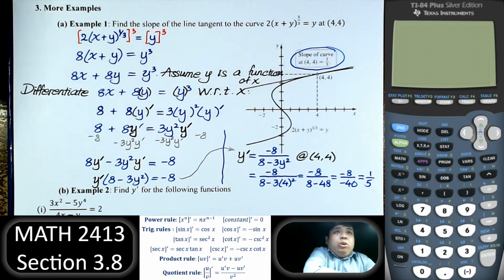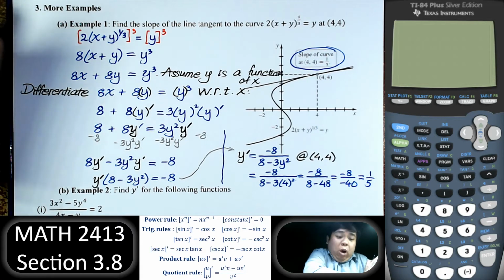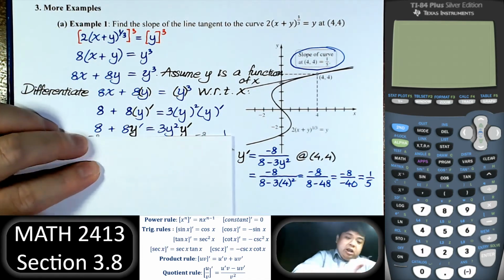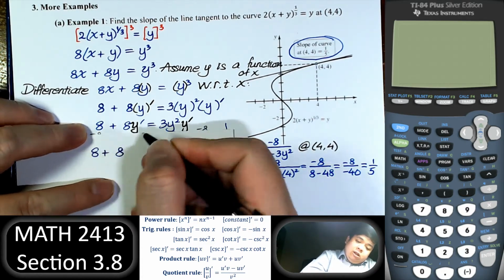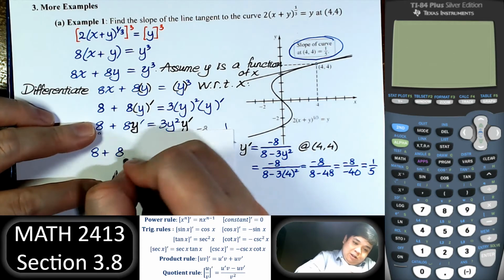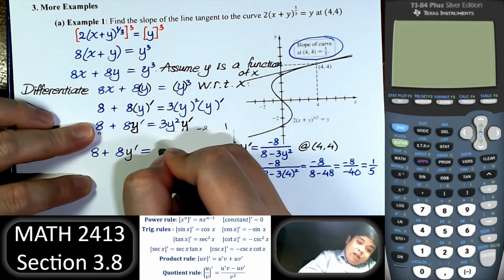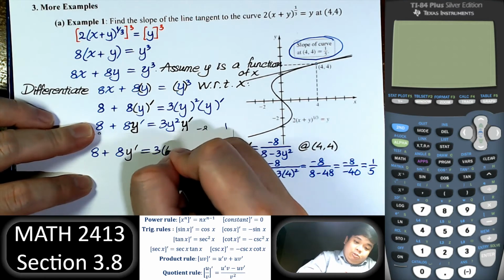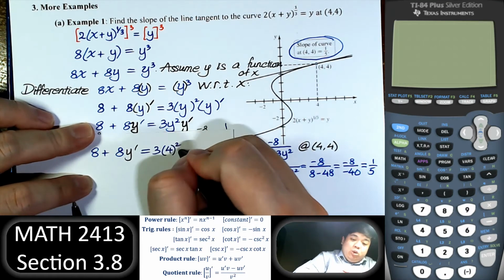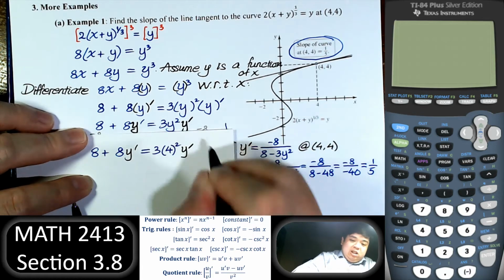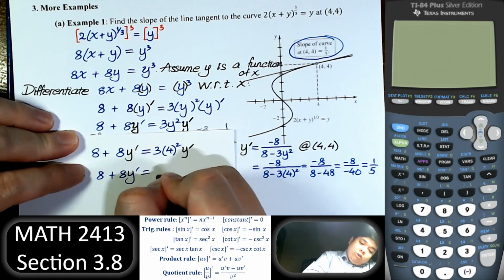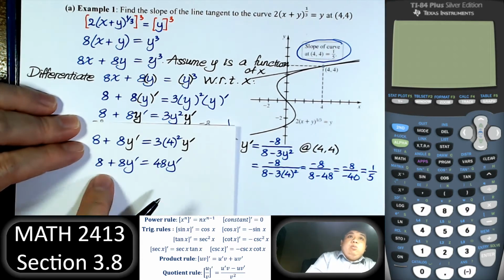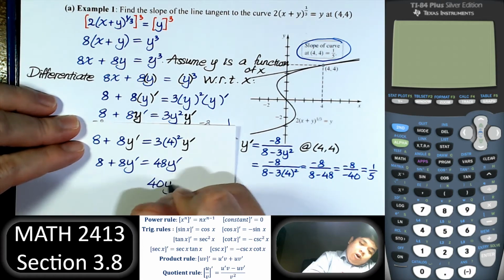That's one way to do it. The other way is, since we are solving for y prime, and x equals 4 and y equals 4, we can put the values in directly here, because we don't need to do anything else. So that gives us 8 plus 8y prime equal to 48y prime. Move this to the other side, and that gives us 40y prime equal to 8.